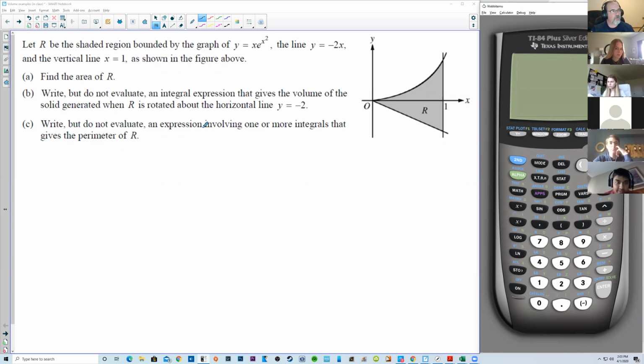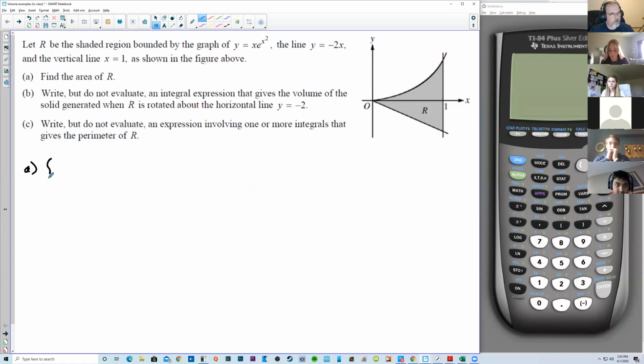We're going to start out with area and volume. Chapter 8, everybody's favorite chapter. We're going to just rip the Band-Aid off right away. Let R be the shaded region bounded by the graph of y equals x e to the x squared. That's this curve right here. The line y equals negative 2x. That's the line down there. And the vertical line, x equals 1. So there's x equals 1, as shown in the figure above or off to the right. A, find the area of R.